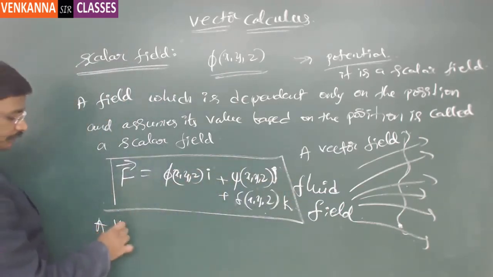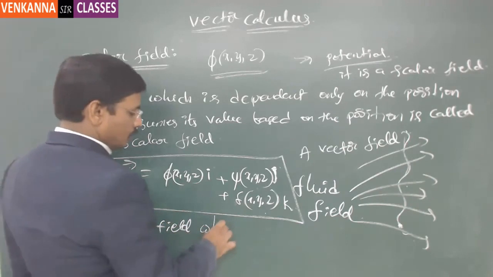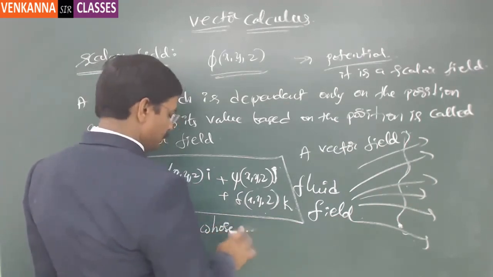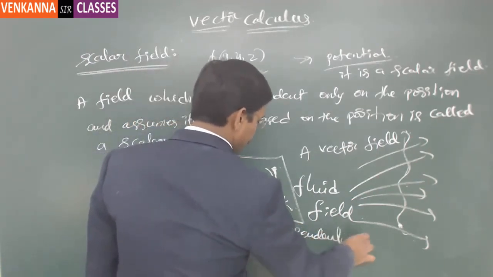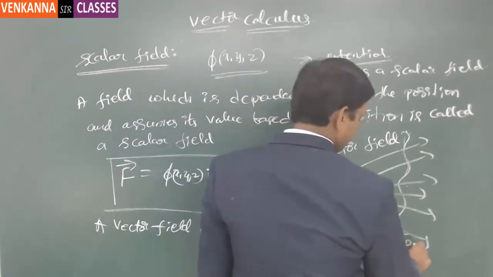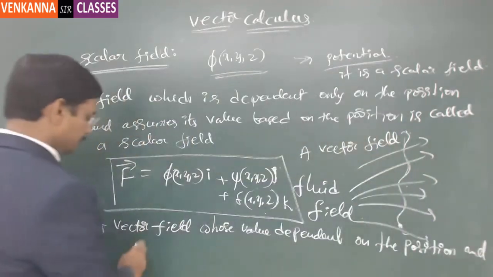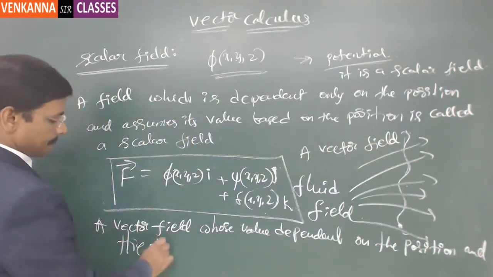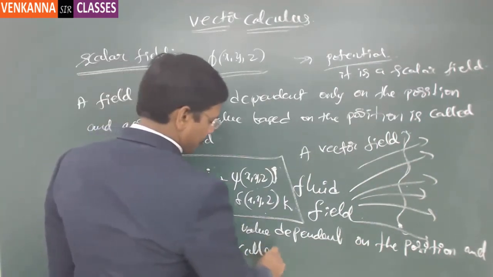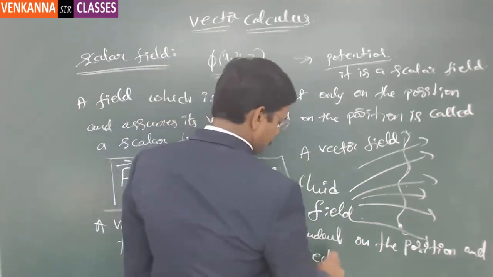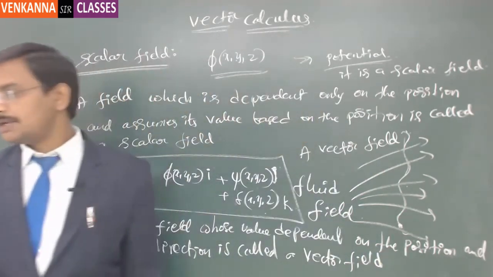So a vector field, whose magnitude, whose value is dependent on the position and the direction, is called a vector field. Right? So this is the understanding you should have.